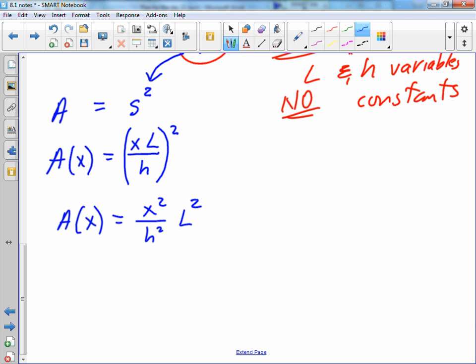I'm going to reorder these a little bit just to make our lives easier. How about area with respect to X equals L squared over H squared times X squared? Because we want to treat these guys as constants and work with this separately if we can. Okay, so that's pretty good.